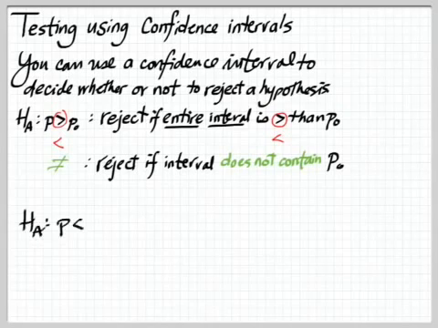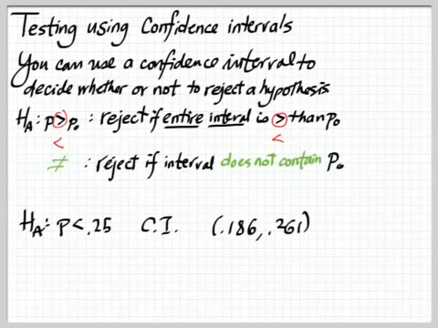So a quick example. Let's say you have an alternate hypothesis of p less than 0.25. Then you have a confidence interval that you've computed, and it's 0.186 to 0.261. There's my confidence interval. Would I be able to reject my null and accept this alternate based on this confidence interval? You know the answer? Hopefully you do. Is this interval entirely below 0.25? The answer is no.